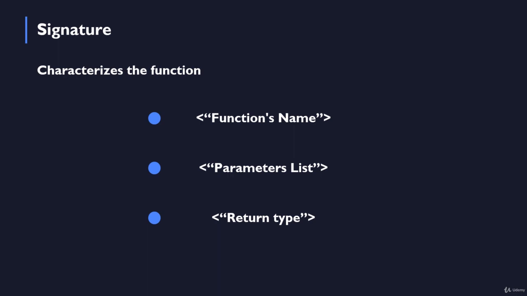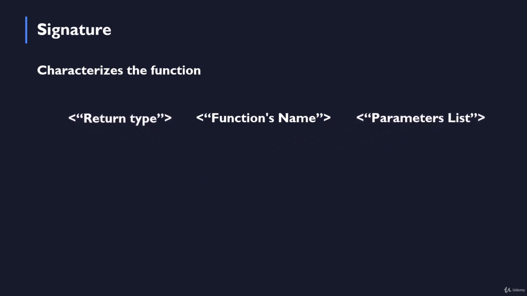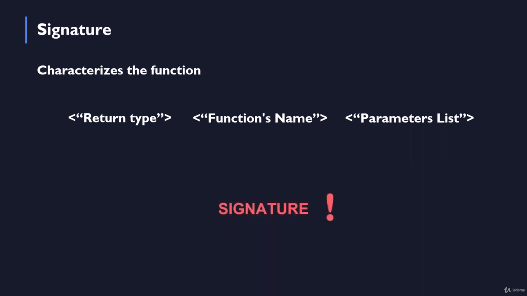And its template looks basically like this. First we specify the return type, then we specify the function's name, and lastly, we specify the expected parameters that the function should get once it's called. So this structure of the return type, then the function name, and then the parameters list is called a signature in our C programming language. That's how we characterize a function.